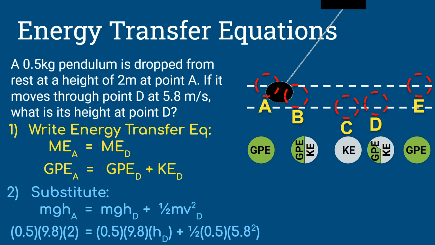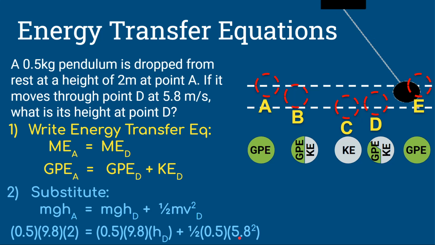Okay, so at point A, I have my mass 0.5, gravity is 9.8, my height is 2. I already know what that answer is. We did it a minute ago. I could have just put 9.8 down there, but I'm going to show you the steps. At point D, we have the same mass and the same gravitational acceleration, but I don't know the height, and that's the point, because that's what the question's asking for, so I still have the variable there for h. And then I know the velocity. It says it's moving at 5.8 meters per second at point D, so I have 1/2 times 0.5 times 5.8 squared.